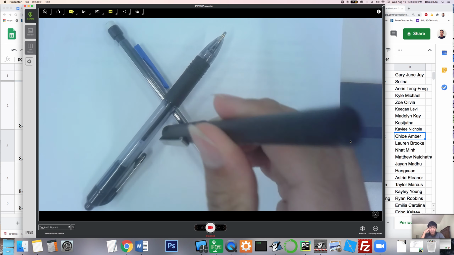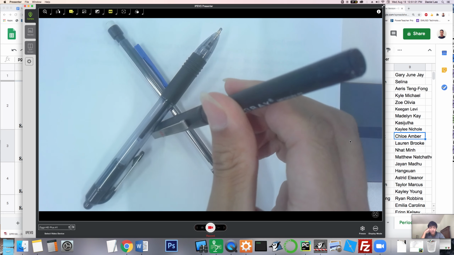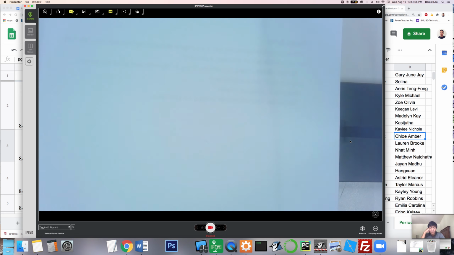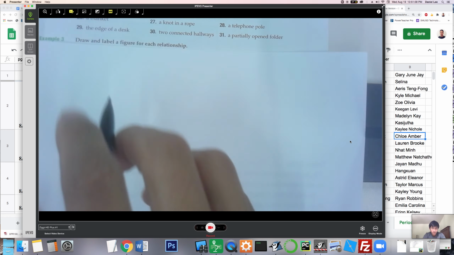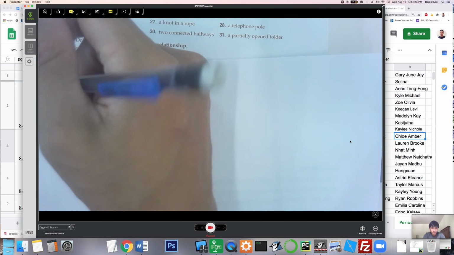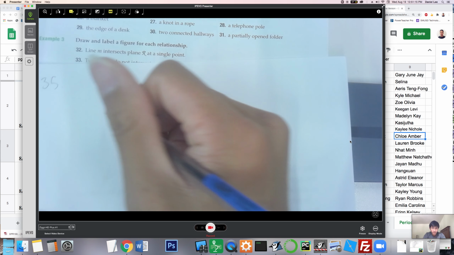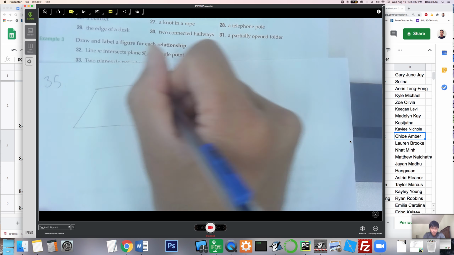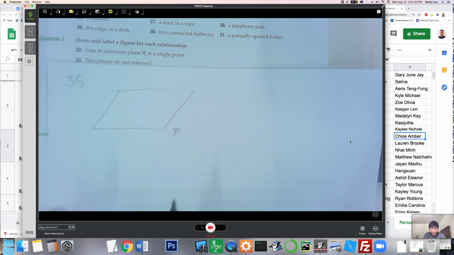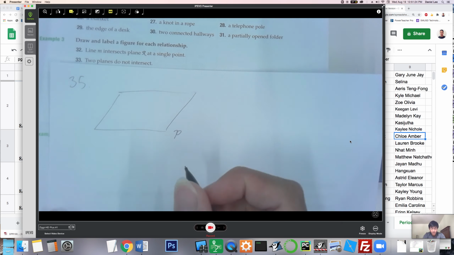Well, one of them would be coming out of the plane, okay, like that. So let's go ahead and draw that. First, we need to draw the plane. So I'm coming here, and this is number 35. And the plane is going to look like this. And I'm going to call this plane P. I'm going to make it a little fancy, capital fancy.